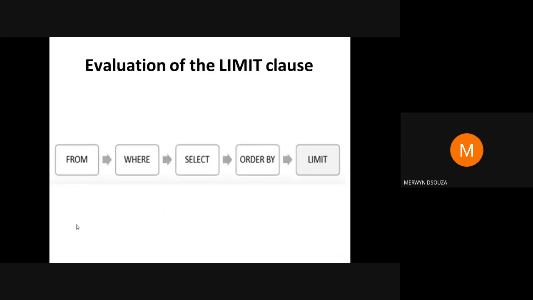The limit clause is always evaluated after the order by clause. So first the from clause is evaluated, then the where clause, then the select, after that the order by, and last is the limit clause.